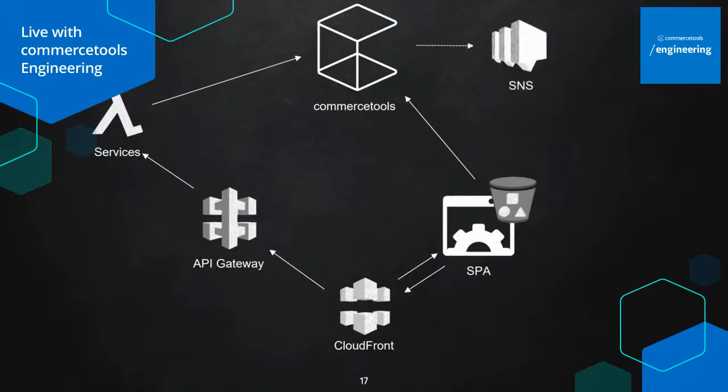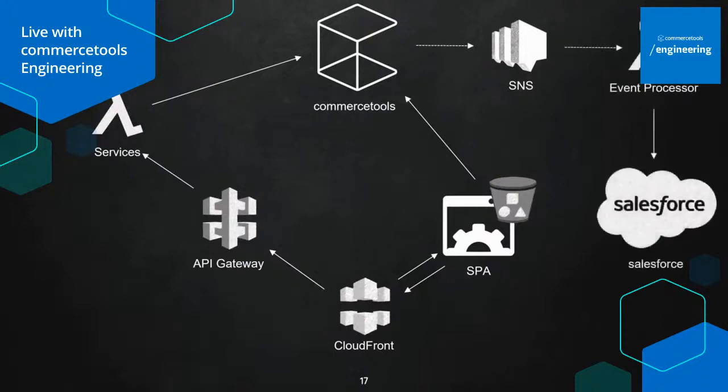As I mentioned before, we had events being triggered. Those events came out of Commerce Tools into SNS queues as needed. The one I talked about was the order event, which was driving through that event processor in AWS Lambda and pushing orders into Salesforce. And you can see from the dotted lines that those events were asynchronous, while the rest of this has been synchronous.